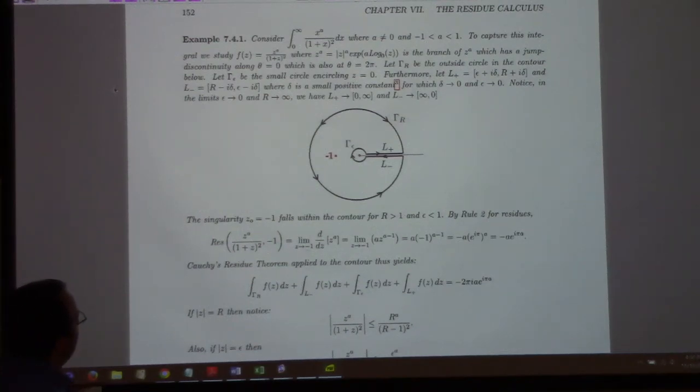So here's an example of one of those. If I take x to the a over 1 plus x squared, where a is between minus 1 and 1, then I can look at this as the restriction of the z to the a over 1 plus z squared function. And I'm using log sub 0.